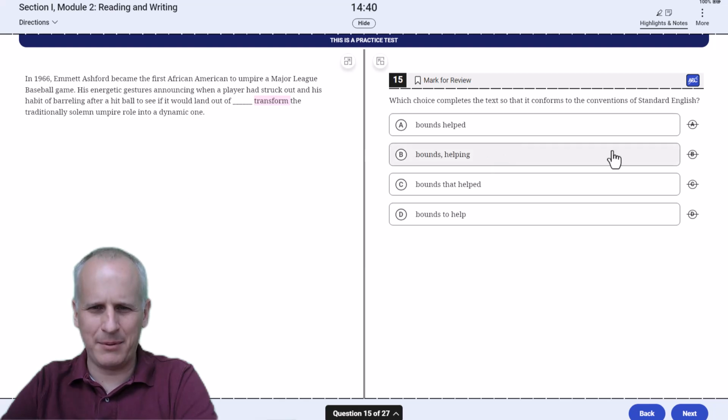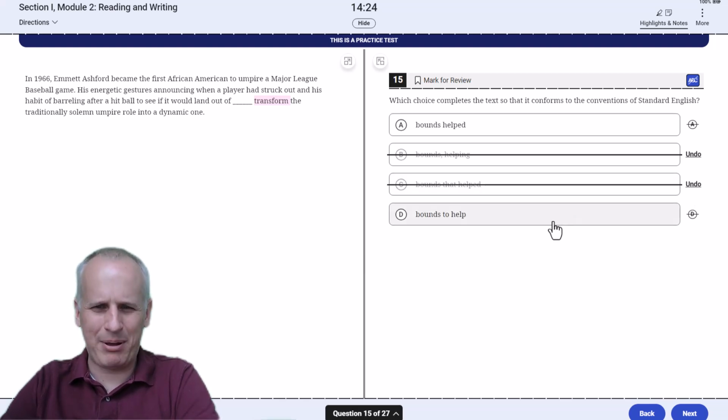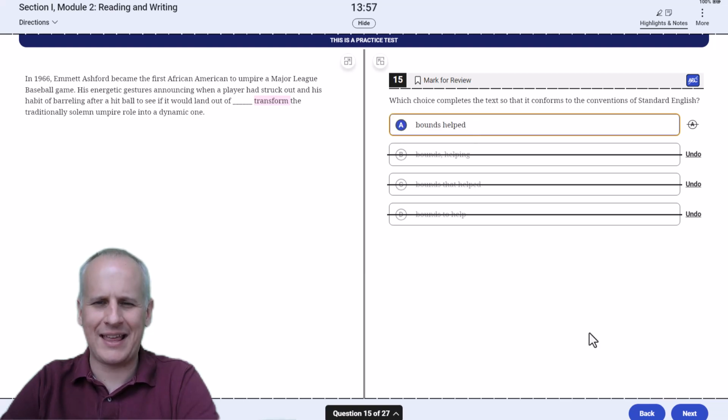So if we have a comma between those gestures and helping, we basically mistake the subject-verb pair, so B is going to be out. Now, if we say that helped transform, well, now we're going to create a fragment. And again, bounds to help transform creates another fragment because it just makes it a descriptor, not an actual predicate. Whereas here, if we have bounds help, we can read it back in and we'll have a correct subject-predicate pair. His energetic gestures announcing when a player had struck out and his habit of barreling after a hit ball to see if it would land out of bounds help transform the traditionally solemn umpire role into a dynamic one, creates a complete sentence, and that's why A is our correct answer.